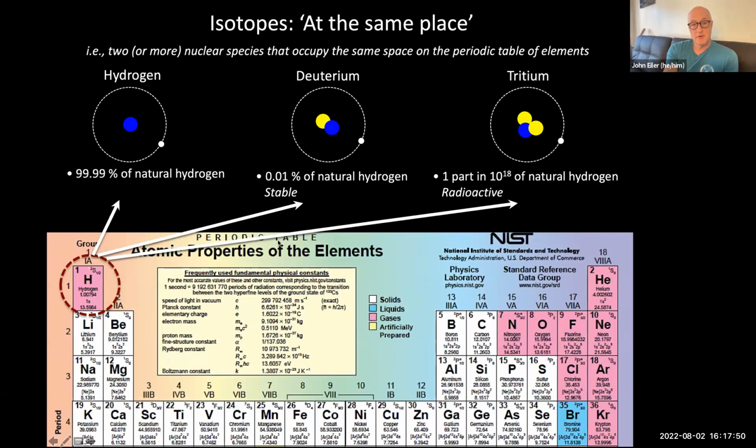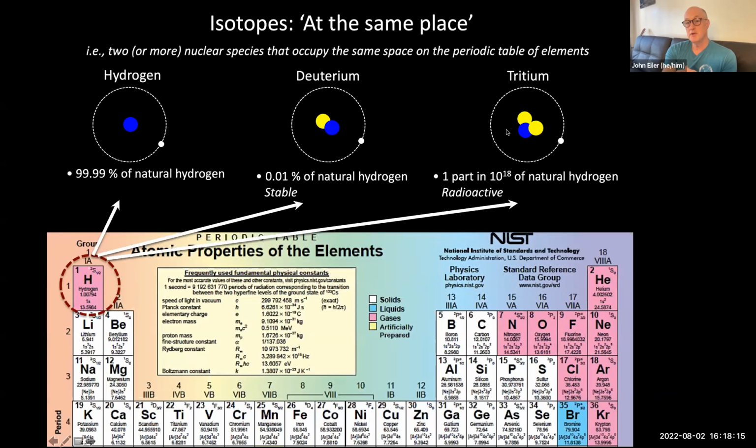The simplest example you can think of are the isotopes of hydrogen. So the hydrogen atom normally is just a proton with an electron orbiting it. Deuterium, the natural stable isotope of hydrogen, has a single extra neutron in its nucleus, making it twice as heavy as a normal hydrogen atom. Stable means it doesn't undergo radioactive decay.